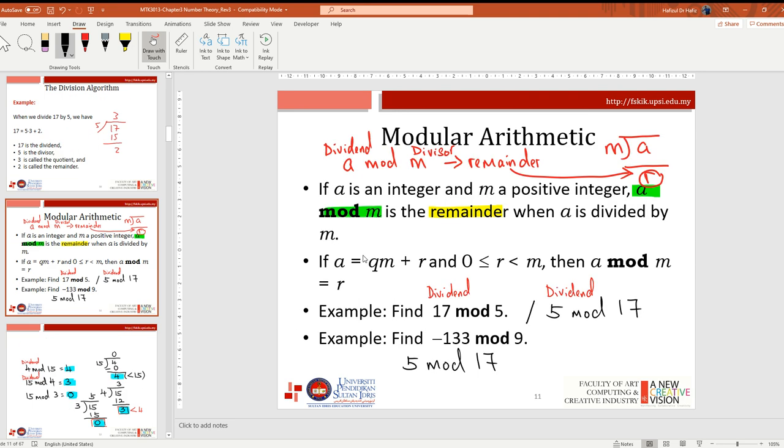This one is modular arithmetic. If a is an integer and m a positive integer, a mod m is the remainder when a is divided by m.